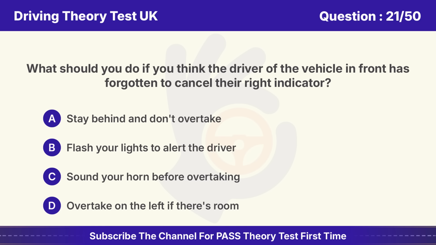Question 21. What should you do if you think the driver of the vehicle in front has forgotten to cancel their right indicator? Option A. Stay behind and don't overtake. B. Flash your lights to alert the driver. C. Sound your horn before overtaking. D. Overtake on the left if there's room.